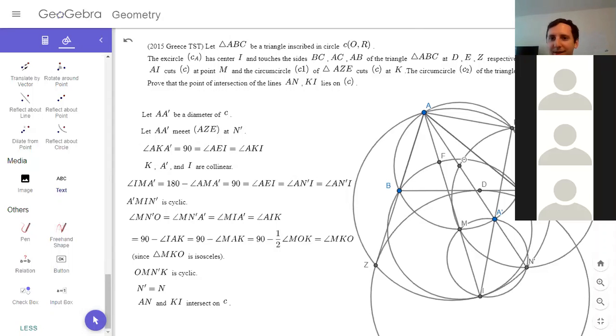Yeah, I think my favorite problem was the line MN tangent to the circle. The very first one. Yeah, I like that one also a lot. I think that might have been my favorite one.